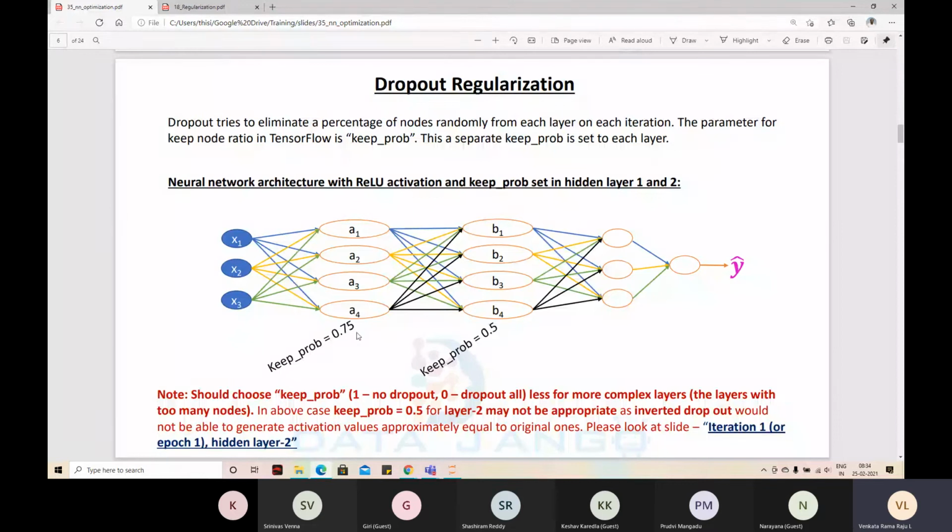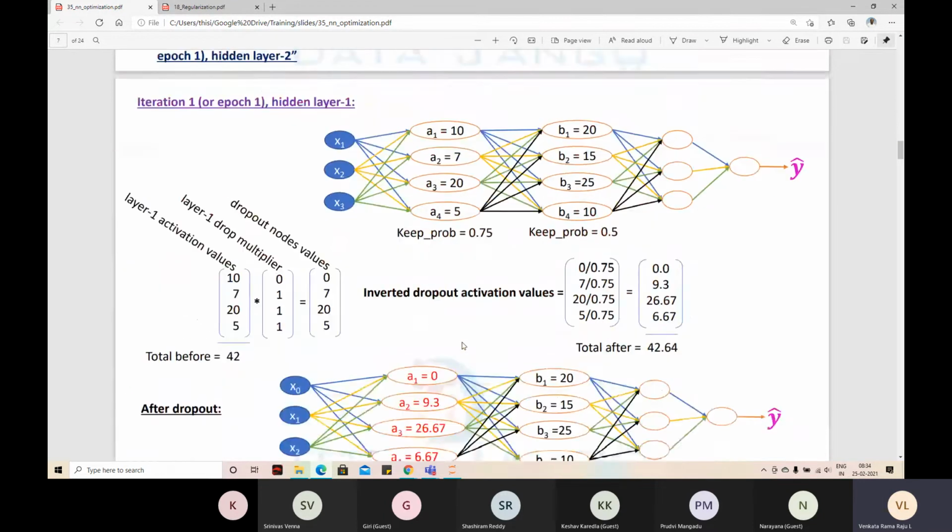So keep prob is the reverse of dropout. If I say keep prob 0.75, dropout is going to be 0.25. Keep prob 0.5, dropout is going to be 0.5. So how it works is, say iteration 1, and hidden layer 1. When you say keep prob is 0.75, how is it working on hidden layer 1?